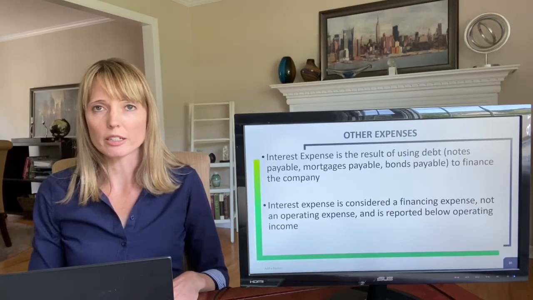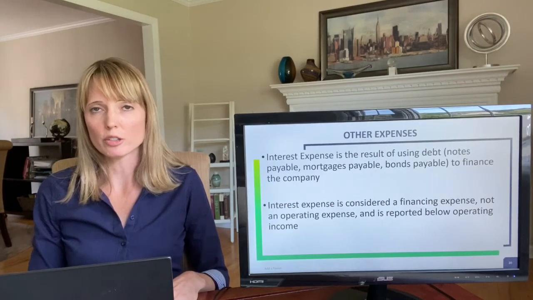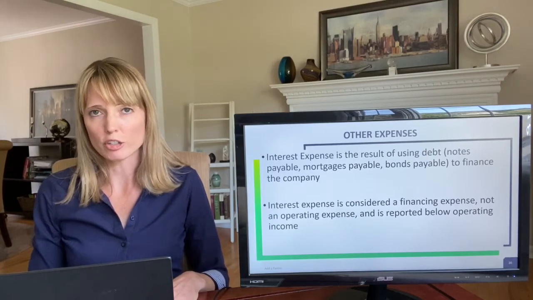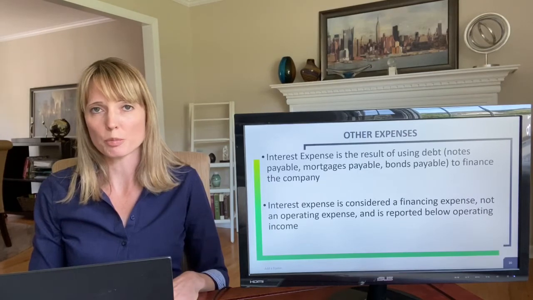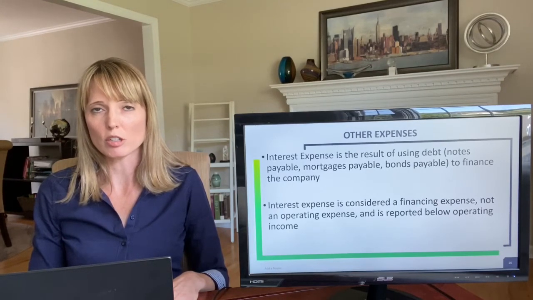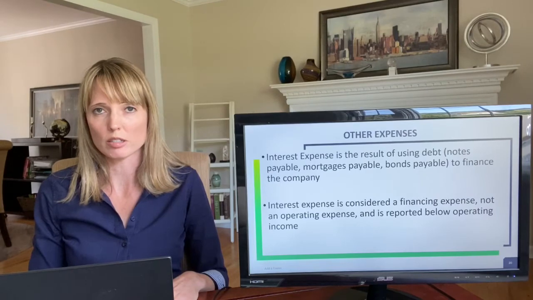Below operating income, we subtract out other revenues and gains and other expenses and losses. At this point in the semester, we're only going to cover interest expense as one of the other items. Why do we subtract out interest expense? Why don't we just include it as part of our selling, general, and administrative expenses? Well, those are all operating expenses. Those selling, general, and administrative expenses are necessary to run the business.